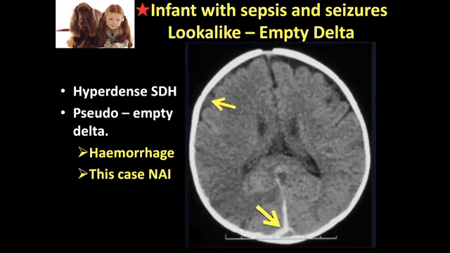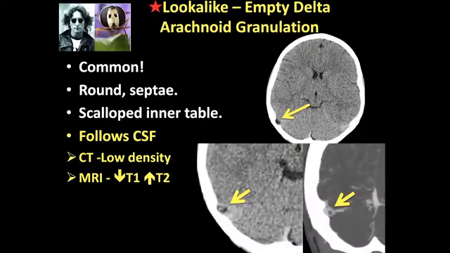I just want to briefly talk about two things we need to consider with that empty delta sign. The one is that if you see an empty delta sign, you of course have to have given contrast. If you're seeing a so-called pseudo-empty delta sign without having given contrast, consider that it's hemorrhage and then look for additional signs. As in this case, you can see the slightly hyperdense subdural hematoma, and this is another child who presented with non-accidental injury.